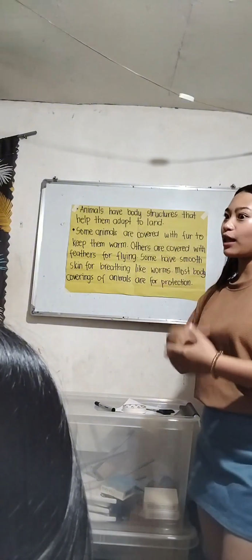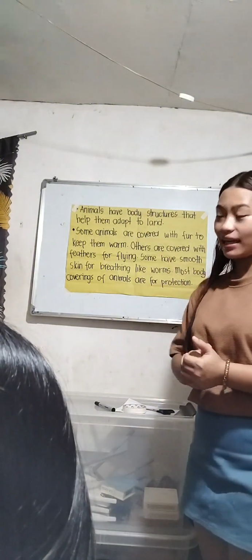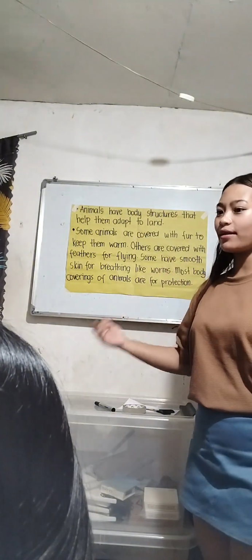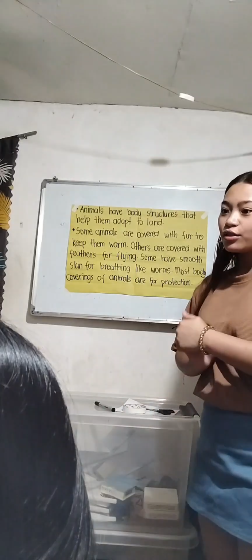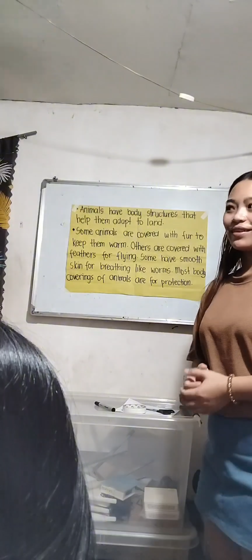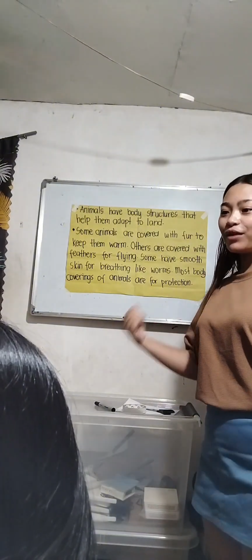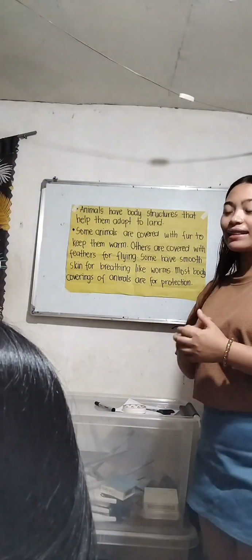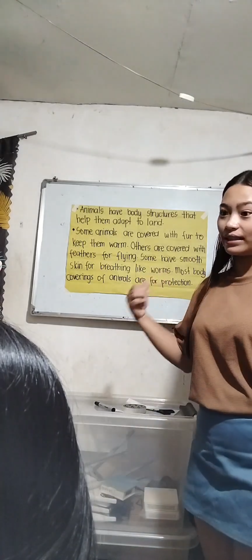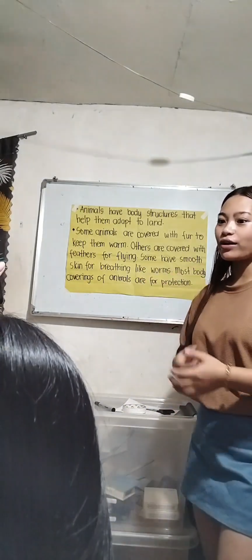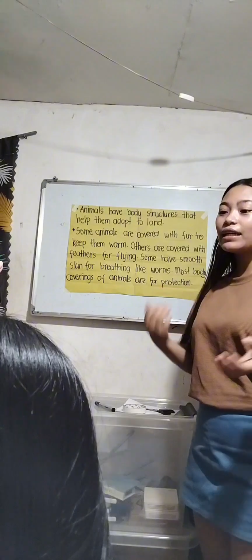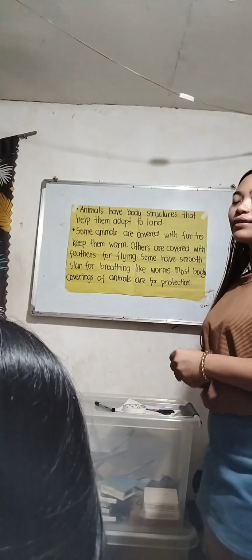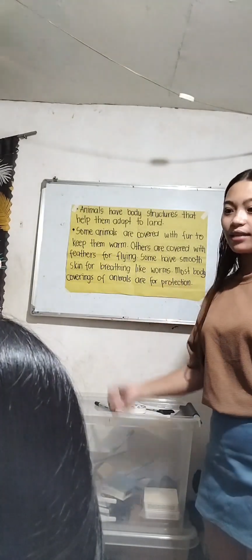Some animals like worms have smooth, moist skin that allows them to breathe directly through their skin. This process is called cutaneous respiration. Breathing this way is essential because they lack specialized respiratory organs like lungs or gills. The thin, moist skin helps oxygen diffuse directly into their bodies, and the carbon dioxide diffuse out.